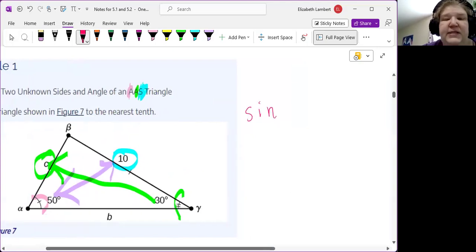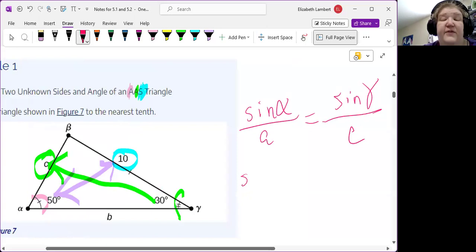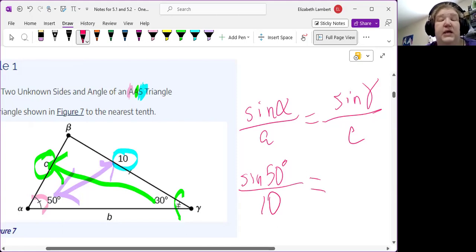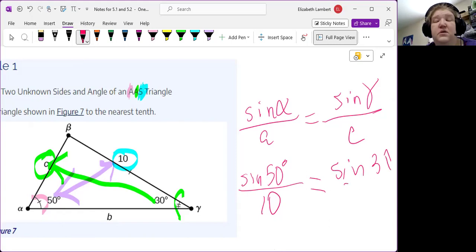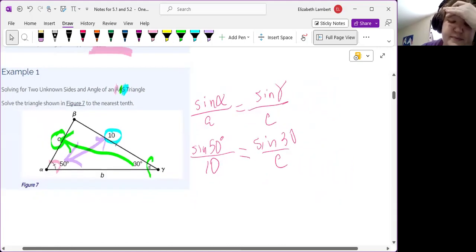So we are using sine of alpha over a equals sine of gamma over c. So alpha is 50 degrees, so sine of 50 degrees over 10 equals the sine of 30 degrees over c. So that's our first thing that we're going to solve here.